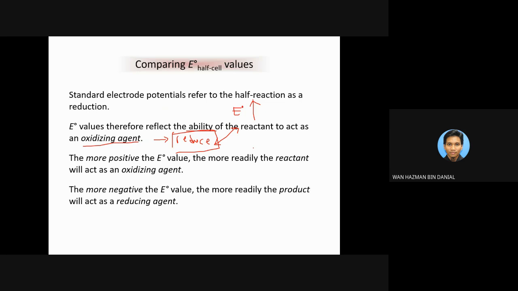Understand, it means positive. Between positive and negative, which is higher? Positive. The one that is higher has more tendency to reduce, to accept electrons. Writing it as the oxidizing agent is okay, and you can refer to it that way too. But personally I like to use the term reduce, because with oxidizing agent I fear you will confuse it with oxidize. So straightforwardly use reduction. The more negative one will reduce less readily.